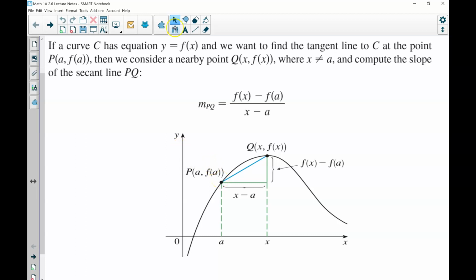So here is your first point. And then we picked an additional point here. And what we're doing is we're trying to find the slope of that particular line, which is the secant line. So we're taking the change in y over the change in x. So we have f of x minus f of a over x minus a.